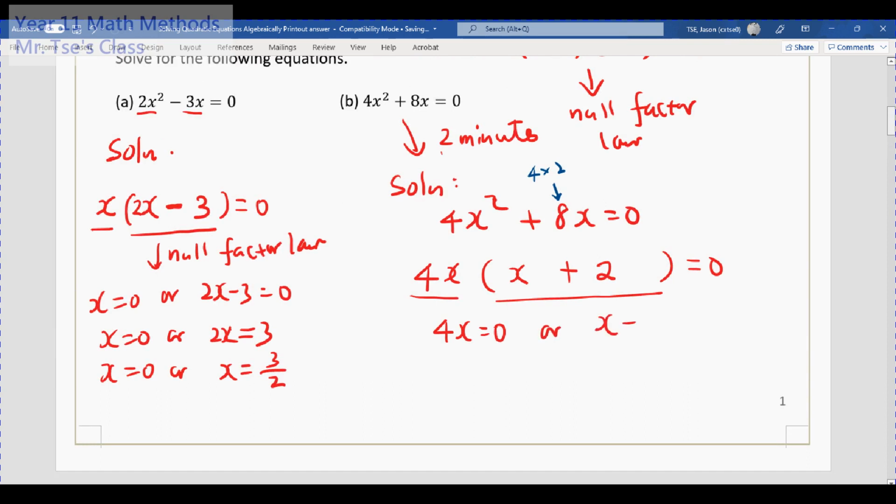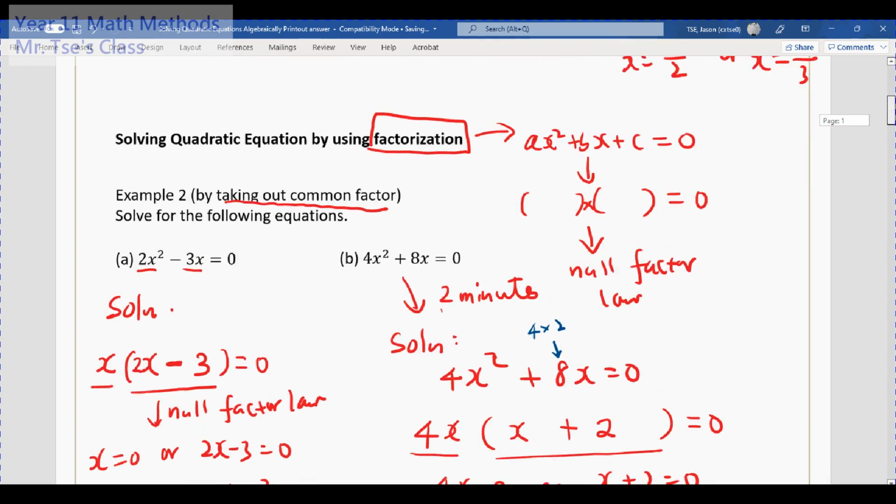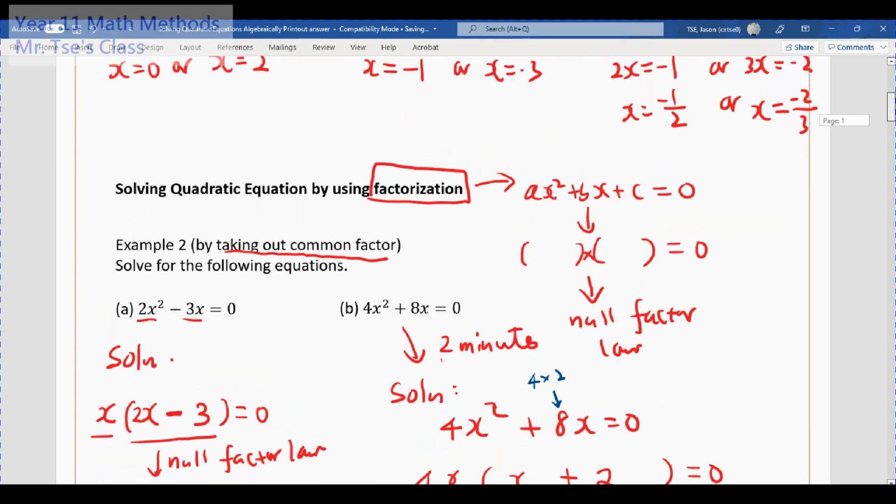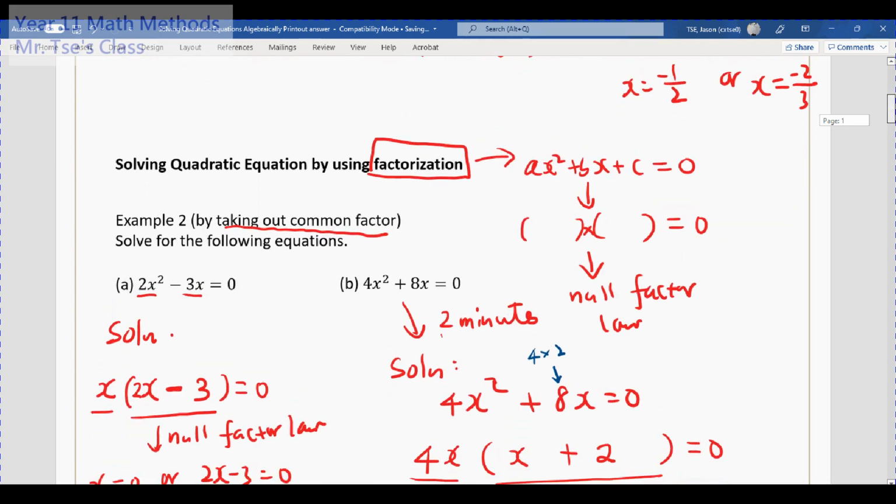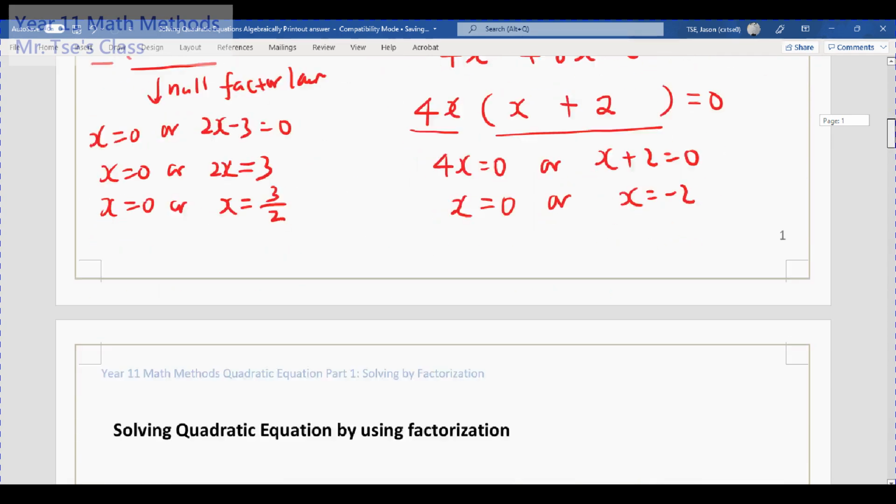Try to factorize them into factor form. So 4x equals 0. That means x must be 0, because 0 divided by 4 is 0. Or x plus 2 equals 0, so x equals minus 2. Okay, it's done. So for that example 2, we used taking out common factor to factorize the quadratic equations.